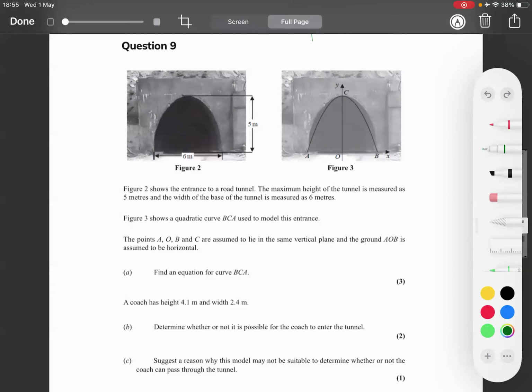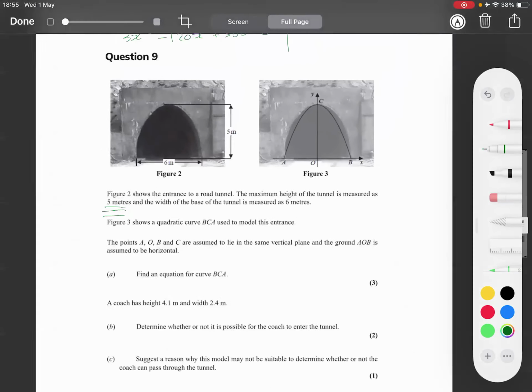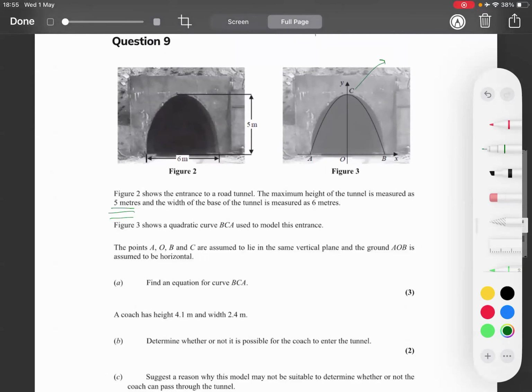So we could mark the coordinates of A and B, right? So the height is 5 meters. So what would the coordinate of C be? The height is 5, so 0, 5. Okay. And the base is 6, so what's the coordinate of A and B? Minus 3 comma 0 and 3 comma 0. Good.